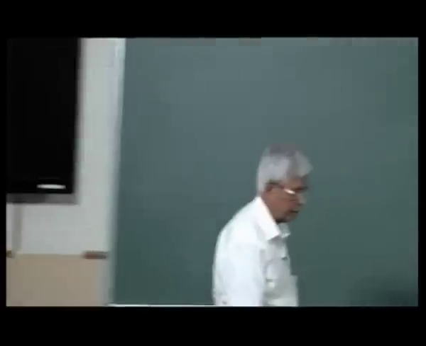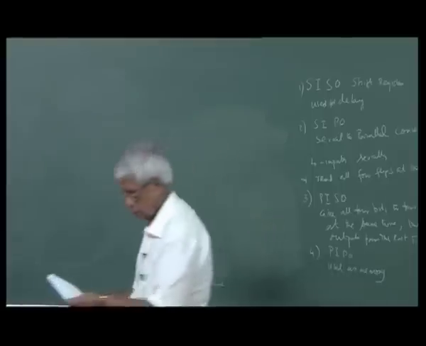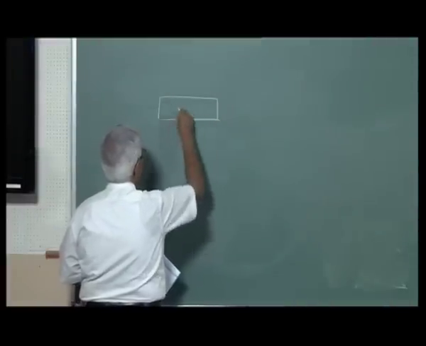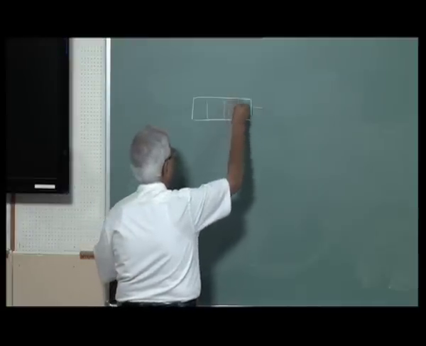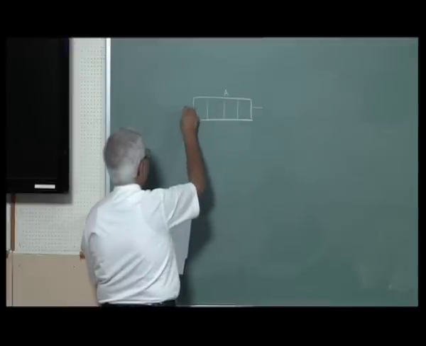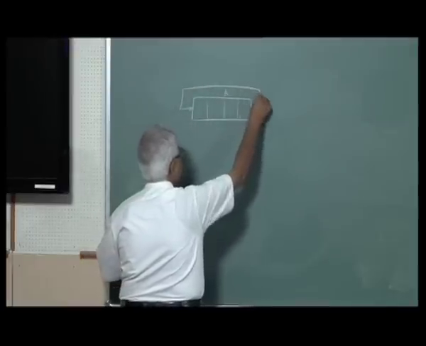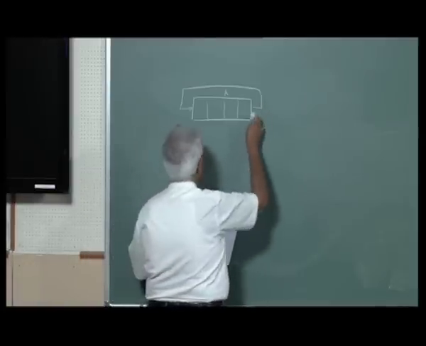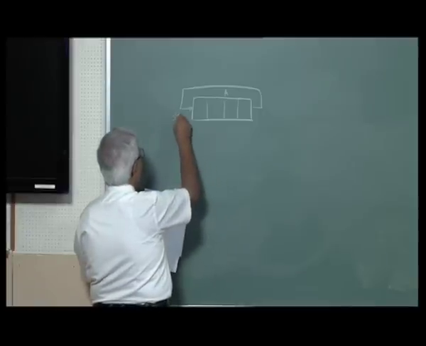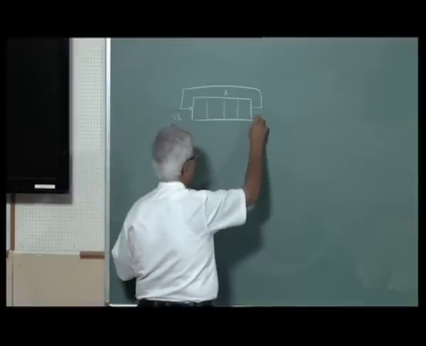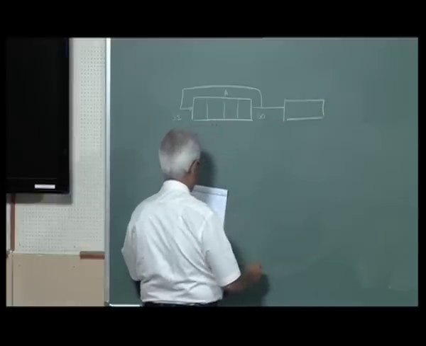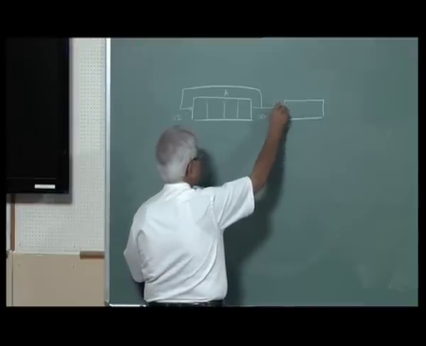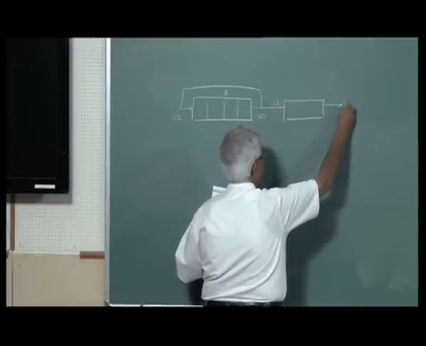Suppose I have a circuit like this. I have a 4-bit shift register. I will call this shift register A, whose input is taken from the last. I also connect this serial output to another shift register whose SI is this and SO is this, serial output.